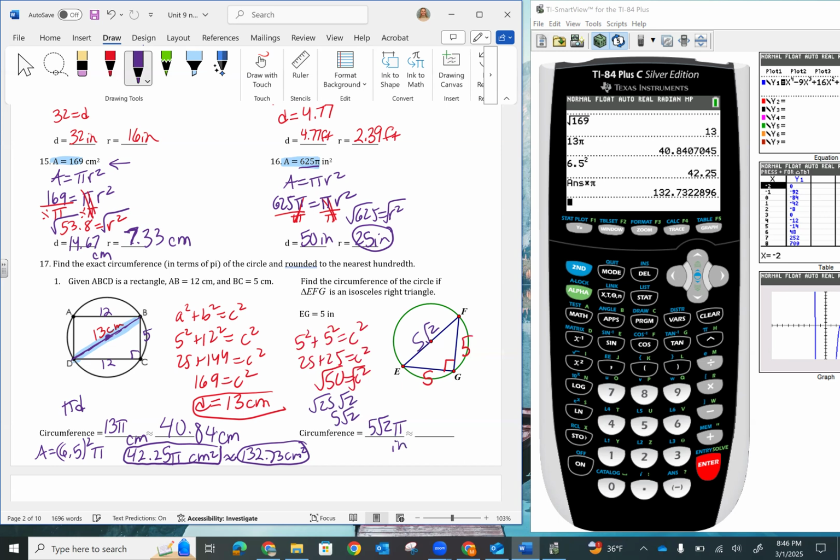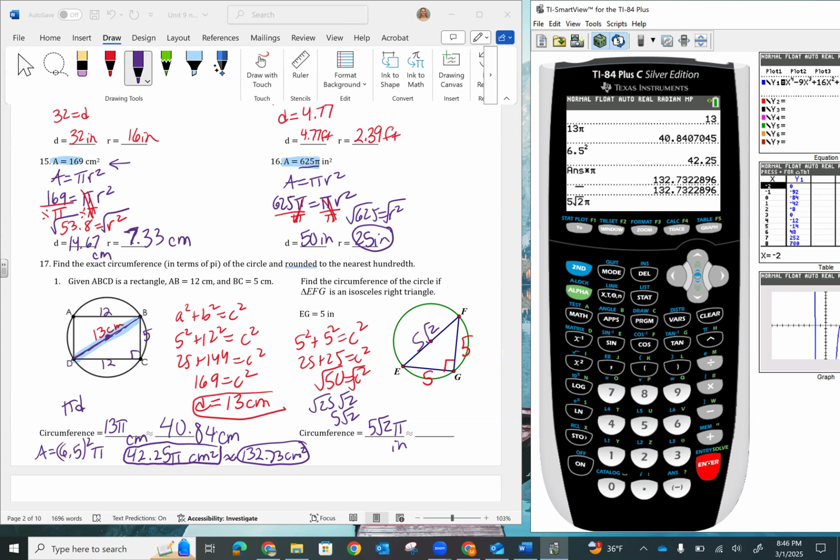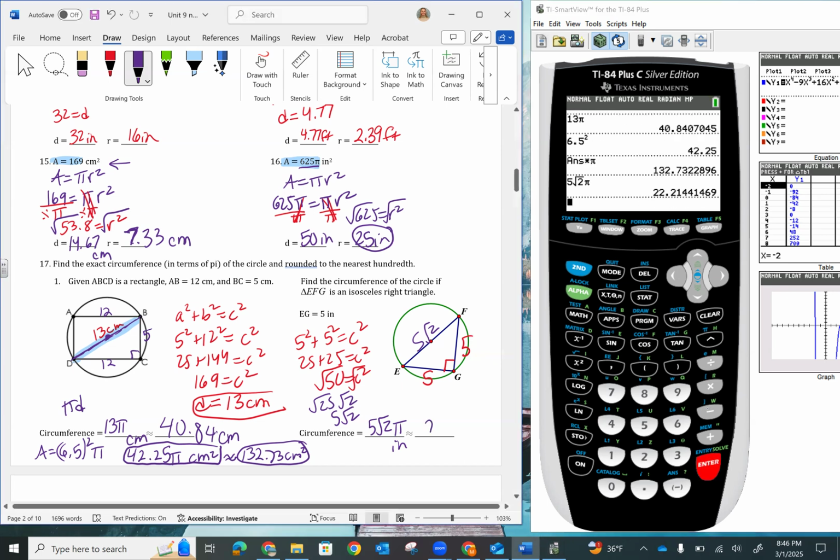And then if you want to figure out what that is as a decimal, so you do 5 root 2, and then you do it times pi. You can do the 5 root 2 times pi and figure out what that is in decimal form. And your answer to that would be about 22.21, and that'd be inches.